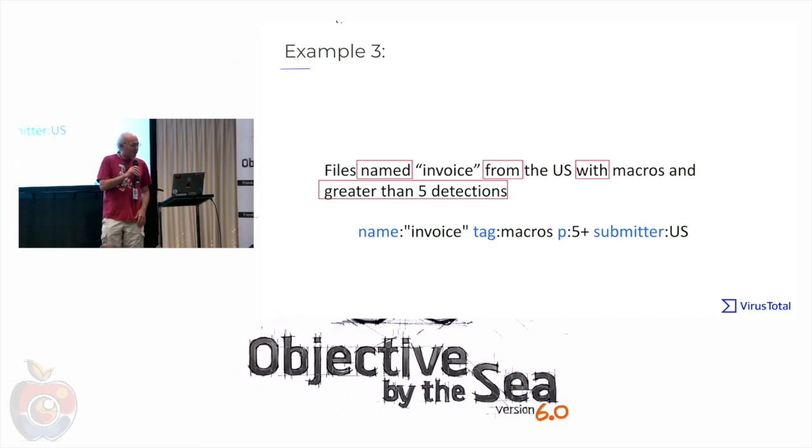A third example: say you want to search for phishing. Maybe this is the first stage of an attack. You want to search for someone sending fake invoices, which have later stages. So this would be searching for name invoice with macros, more than 5 AV detections, and submitter in the US. The same technique works, for example, if you want to search for Ukrainian phishing: you could use some Ukrainian keywords and submitter in Ukrainian country codes.